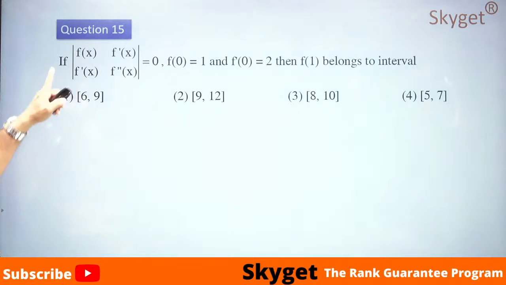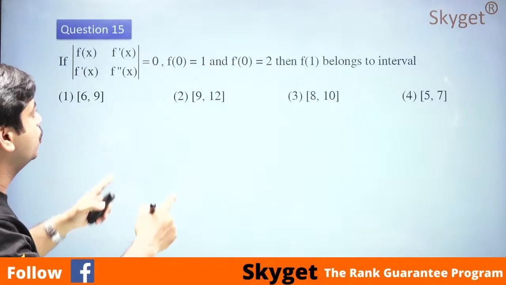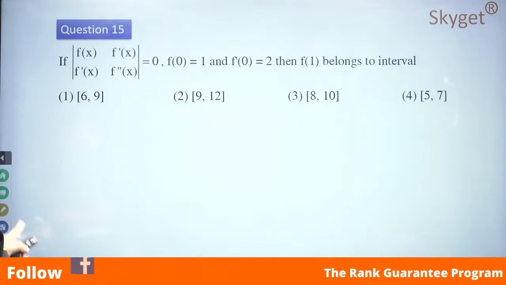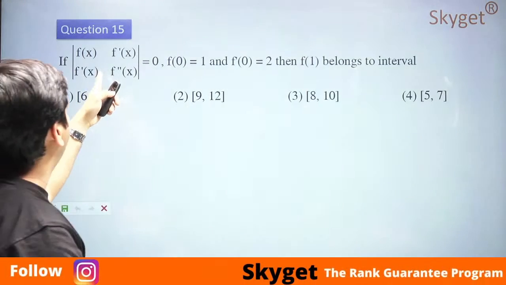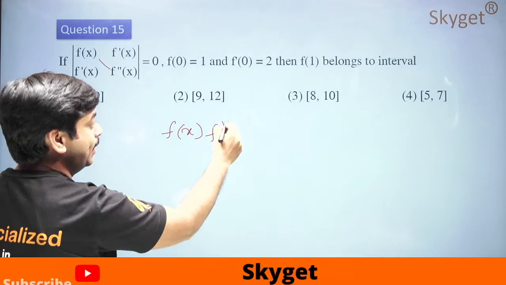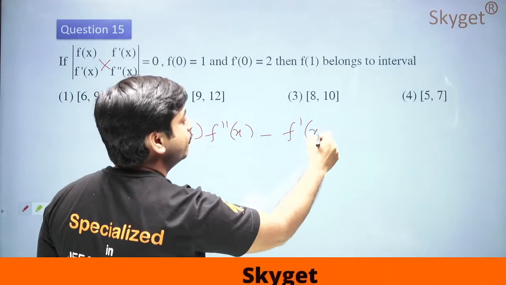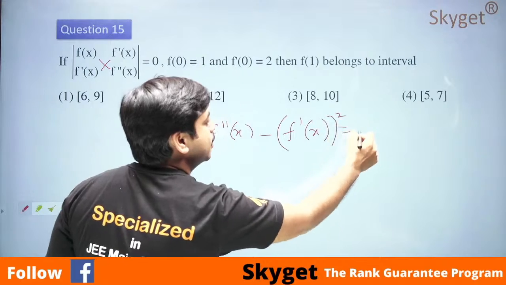If the determinant of f of x, f dash x, f dash x, f double dash x is equal to 0, and f of 0 is equal to 1, f dash 0 is equal to 2. So what is the determinant we are having? We have f of x into f double dash of x minus f dash x into f dash x, that is f dash x whole square, equal to 0.